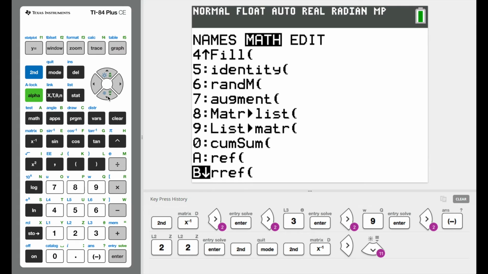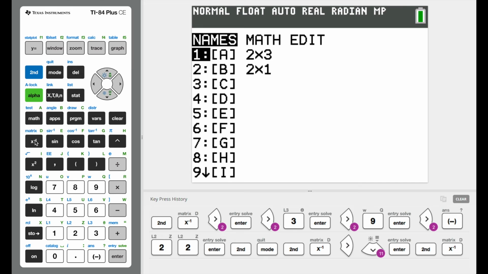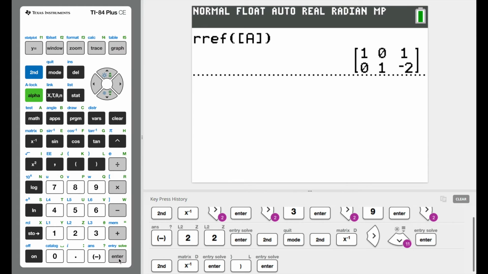RREF, be careful, we don't want REF, we want RREF. So I'm going to push enter here, and then I'm going to call my matrix A by going to second x to the negative 1. I'm going to call my matrix A under names, and then I'm going to press enter. I'm going to go ahead and copy this down on my paper, and then we will interpret what that means.